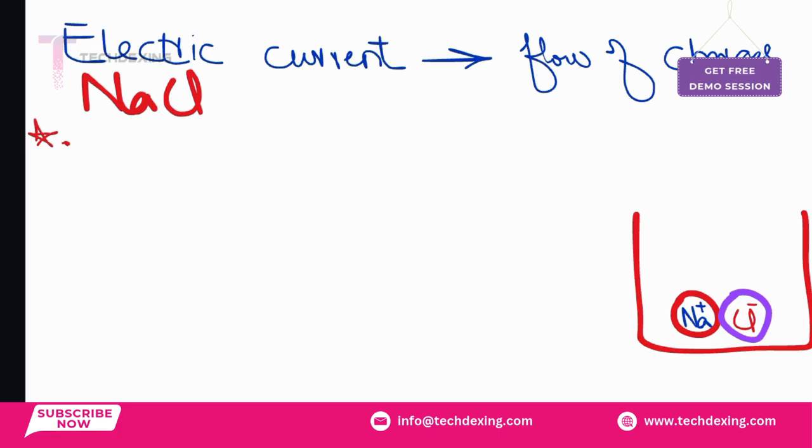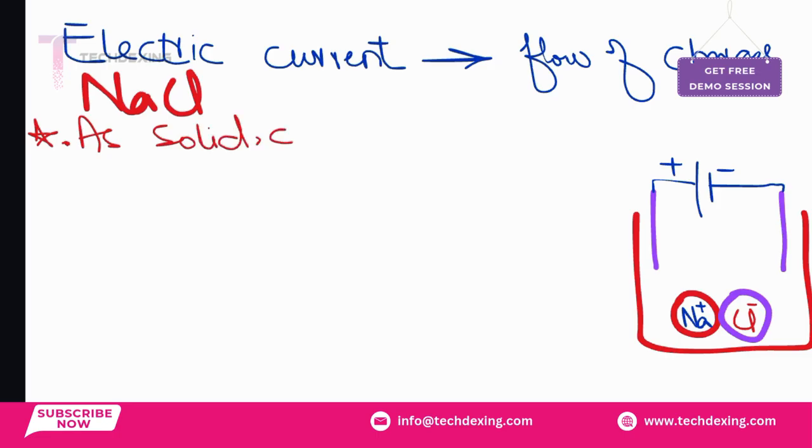So if we try to pass the electricity, we put two electrodes here and we connect them with a battery, positive, negative. But the problem is that there is no flow of current between the two electrodes. Why? Because the Na plus and the Cl minus ions are tightly bound with each other. They cannot move. So that's why there is no flow of charges, so no current is produced.